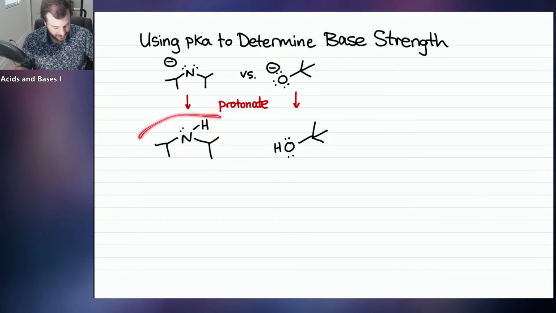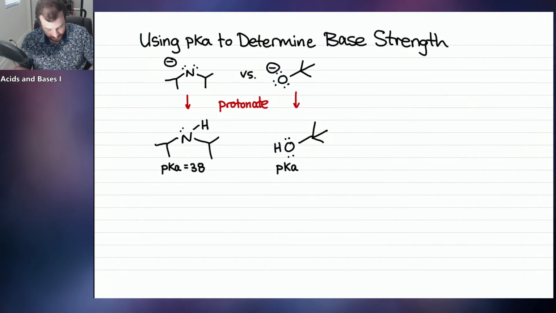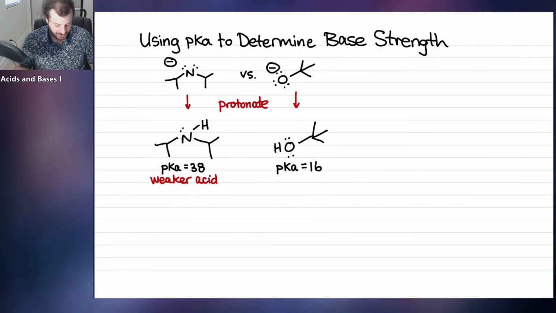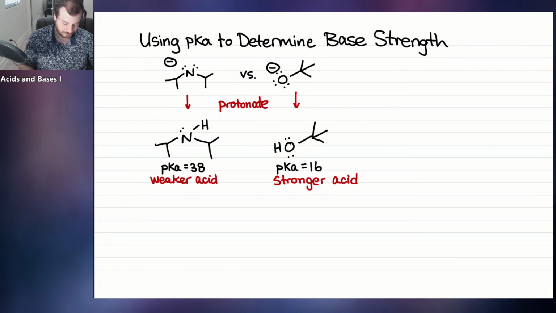So if you look at the pKa of this guy, it's an amine. It has a pKa of 38. And if you look up the pKa of this guy, it's an alcohol. That has a pKa of 16. All right, so what that means is that the conjugate acid from the first molecule is a weaker acid. And for the second molecule, since the pKa is lower, it's a stronger acid. Now, because the first molecule produced a weaker acid, that means the starting base was stronger.